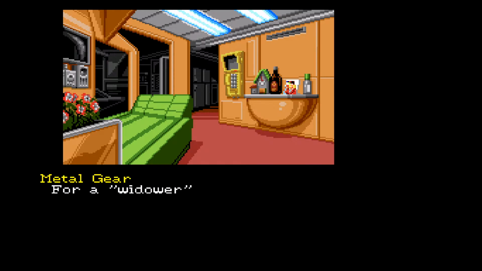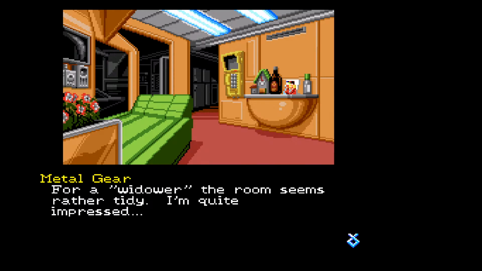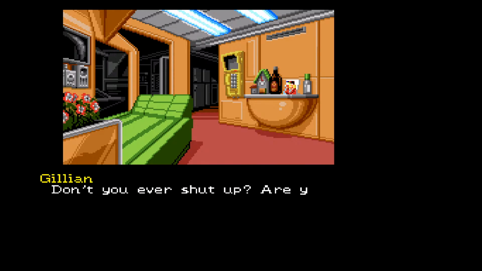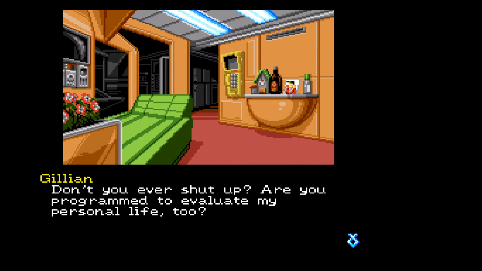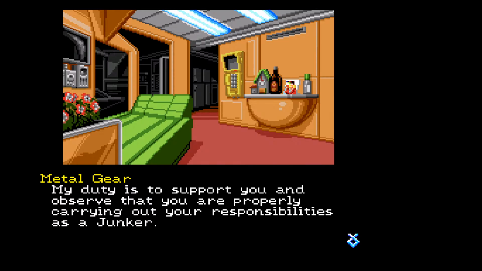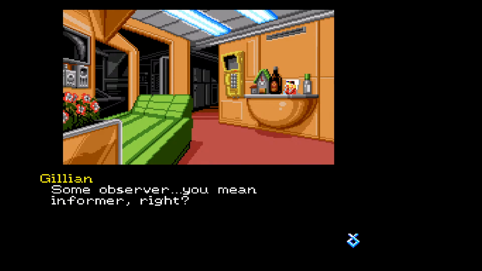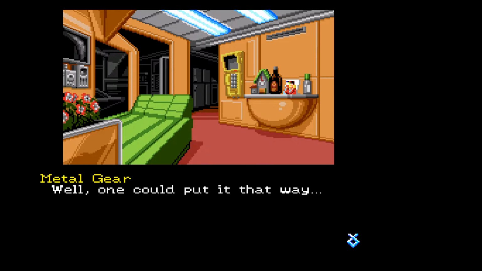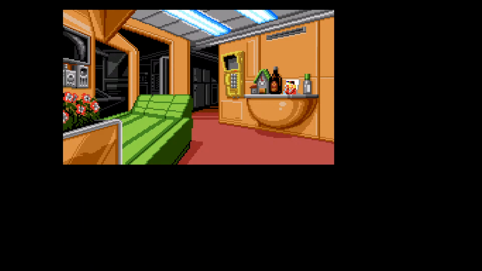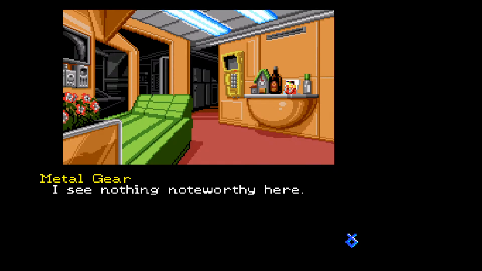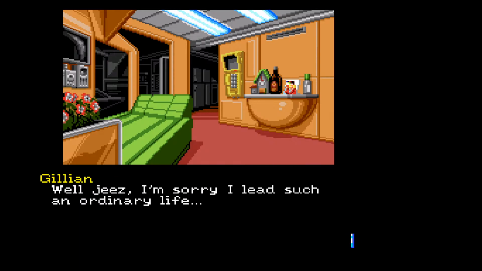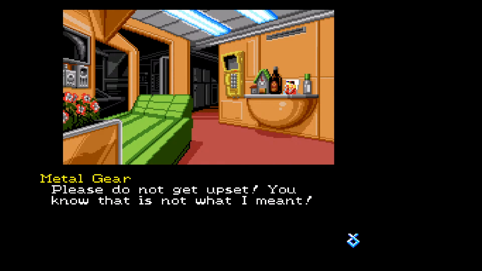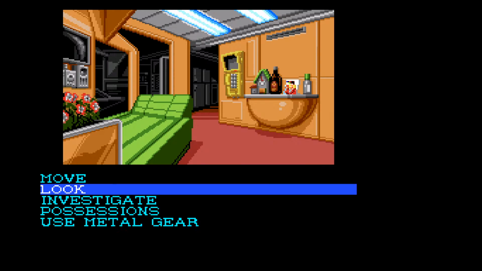We are in the living room. For a widower, the room seems rather tidy. I'm quite impressed. Don't you ever shut up? Are you programmed to evaluate my life? My duty is to support you and observe that you are properly carrying out your responsibilities as a junker. Some observer? You mean informer, right? Well, one could put it that way. I see nothing noteworthy here. Well, geez, I'm sorry I led such an ordinary life. Please do not get upset. You know that is not what I meant.